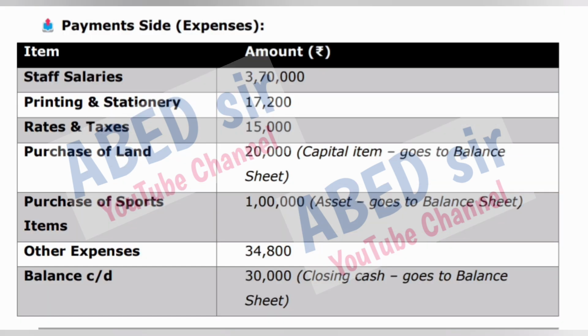Payments side, expenses. Staff salaries 3,70,000. Printing and stationery 17,200. Rates and taxes 15,000. Purchase of land 20,000, a capital item, goes to balance sheet. Purchase of sports items 1 lakh, an asset, goes to balance sheet. Other expenses 34,800. Balance c/d 30,000, closing cash, goes to balance sheet.